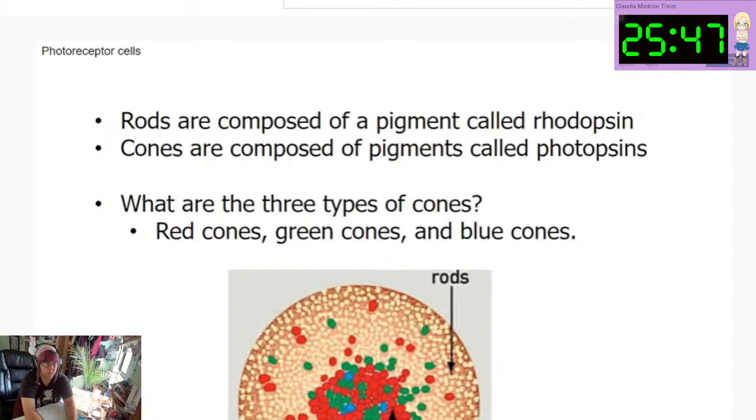So let's say we're looking at an orange light. That's going to trigger a unique pattern of stimulation among these 3 cones. And this unique firing pattern results in our ability to perceive a wide range of colors. We don't just see red, green, and blue. We can see a wide variety of colors depending on the signaling pattern that results.